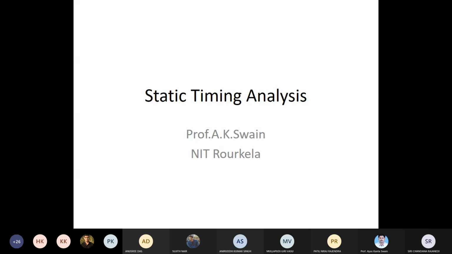Okay, so static timing analysis. This we'll discuss about static timing analysis. Mostly, this type of analysis we carry out to find out whether there are any timing violations in digital circuits, in digital system design. And we know that most of the designs are synchronous, so mostly all these analyses are carried out for a synchronous design.